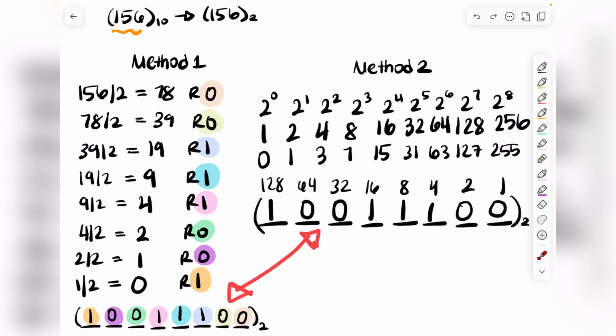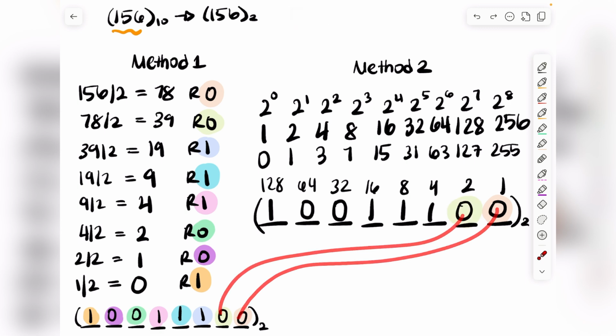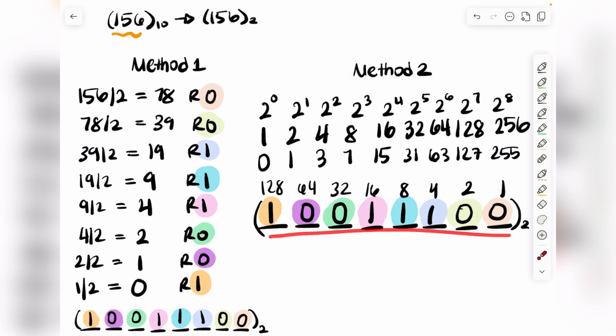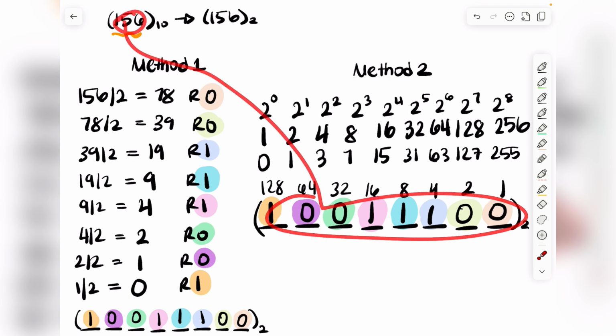Notice how they are the exact same thing. Here I have a 0, so there's a 0. Here I have a 0, there's a 0. Here I have a 1, so there's a 1, and so on. There are 2 different methods to go from decimal to binary. And if on an exam you're not sure if this is the right answer, or maybe you just forgot to start from the left when it comes to method 2, you can always check your answer, because you can just take this binary and convert it back to decimal and see if it actually is 156.